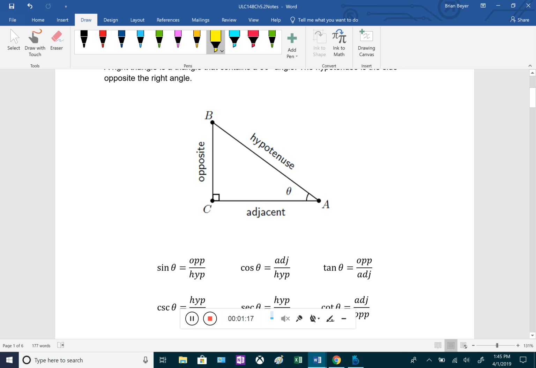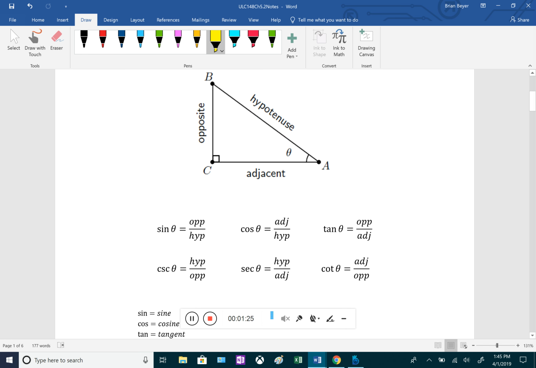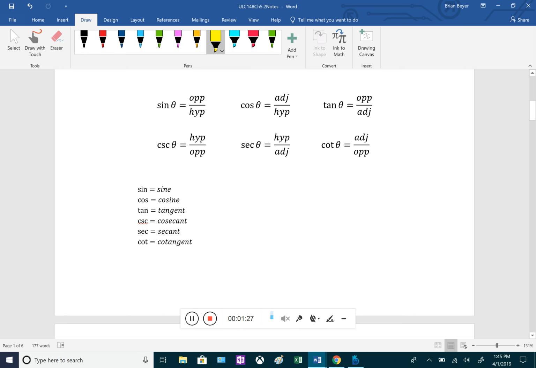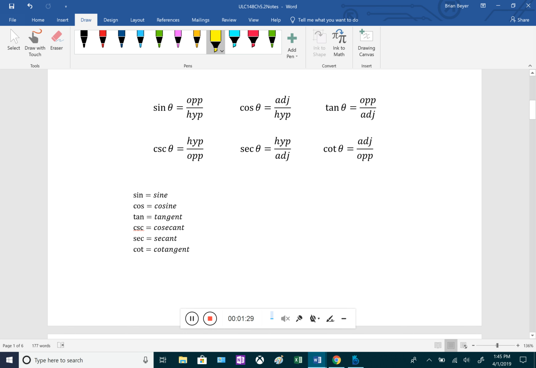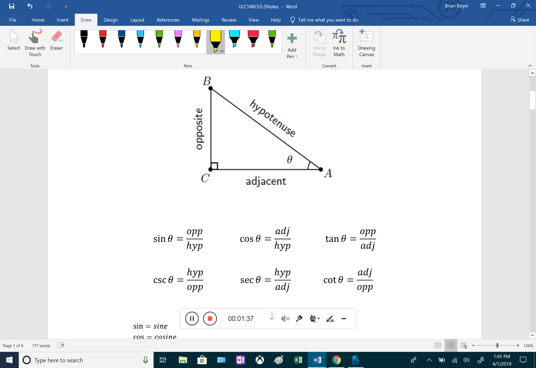Okay, so for right triangles, we have our 6 trig functions. I wrote them down here with their abbreviations. We have sine, cosine, tangent, cosecant, secant, and cotangent. What these trig functions are, in a sense, is all the possible ratios of the sides of a right triangle.